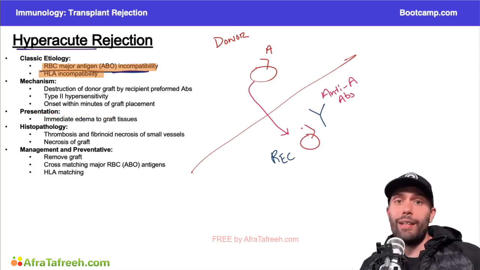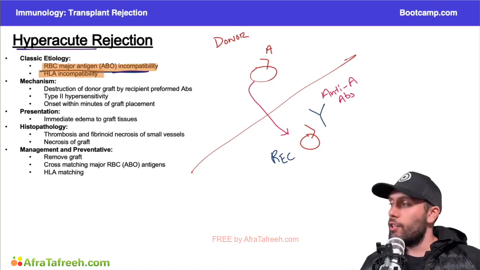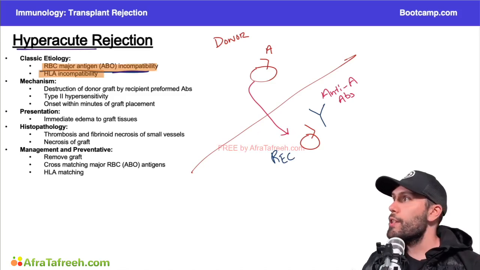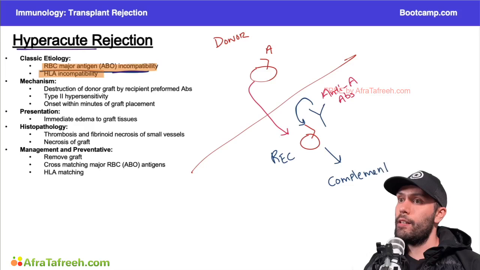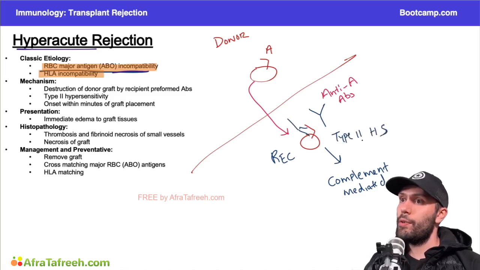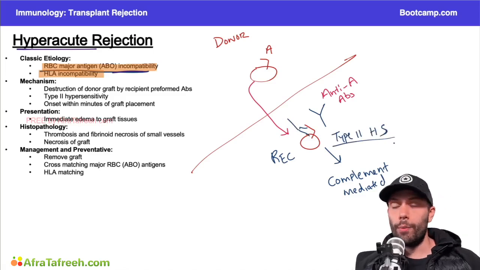These antibodies already exist. We don't have to wait to undergo class switching to form them. So these antibodies are going to bind immediately to the surface of this cell, mark it for destruction, and then we're going to end up with most likely complement-mediated destruction of these red blood cells. And because we'll have an antibody sitting on the surface of this cell, right? If I draw it in here, I'll have an antibody sitting on the surface of this cell. This is going to be a type 2 hypersensitivity reaction, right? I'm marking those red blood cells for destruction.